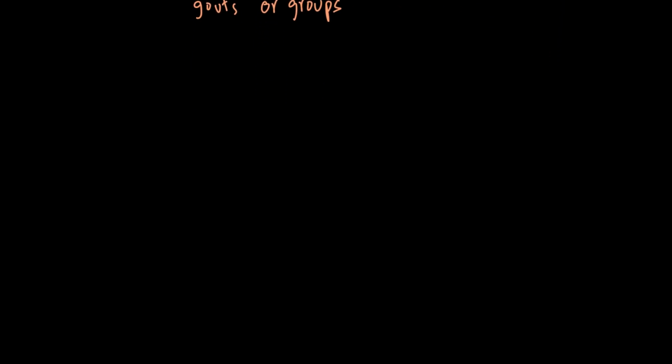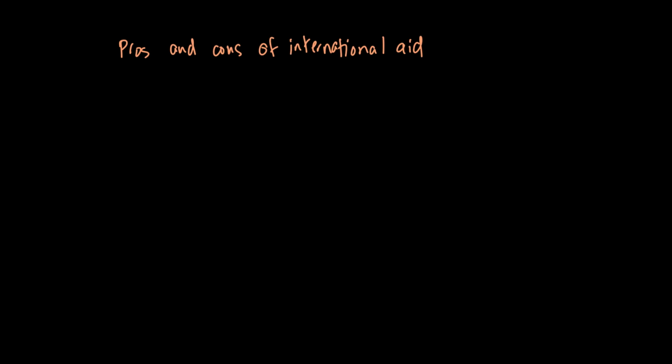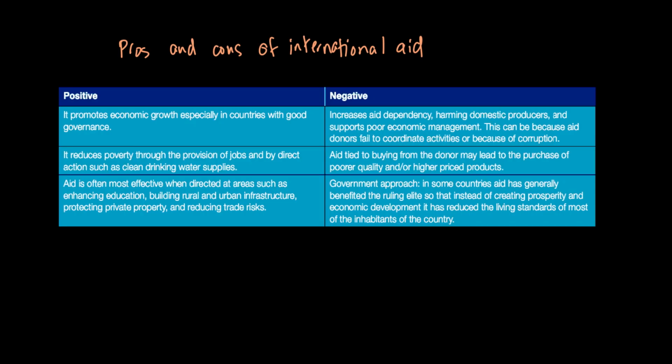There is no agreement on whether international aid is good or bad, but there could be both positives and negatives of international trade. So let's look into the pros and cons of international trade. A positive of international trade is that it is promoting economic growth, especially in countries with good governance. It is also reducing poverty through the provision of jobs and sometimes direct actions like giving clean water and so on. And it is often most effective when directed at areas such as enhancing education, building rural or urban infrastructure, protecting private property, and so on. So it is providing funds which can help a country get economic development to happen.